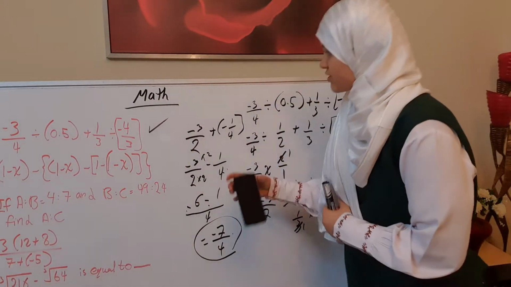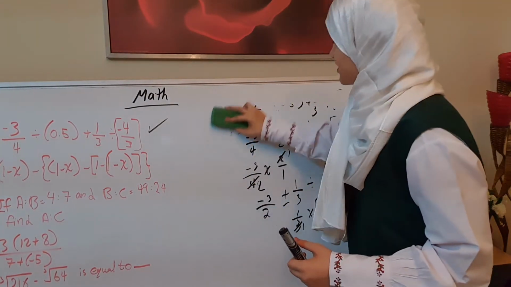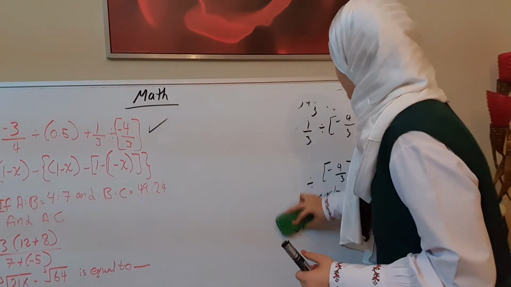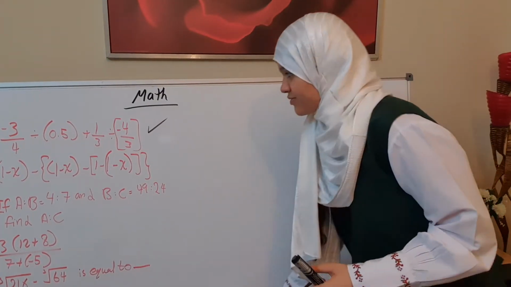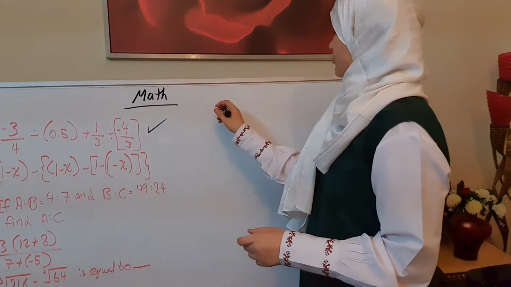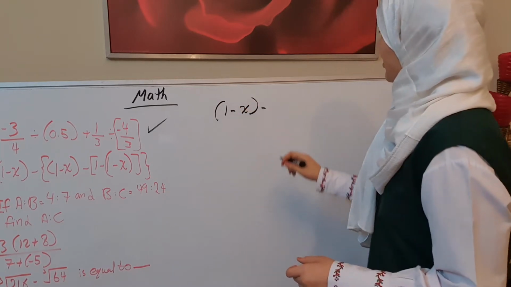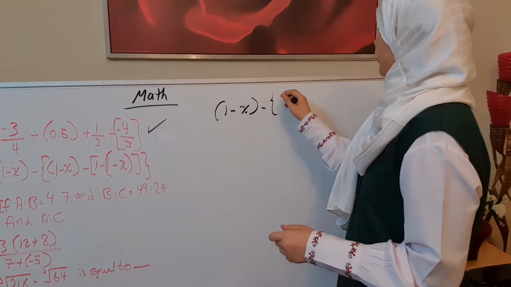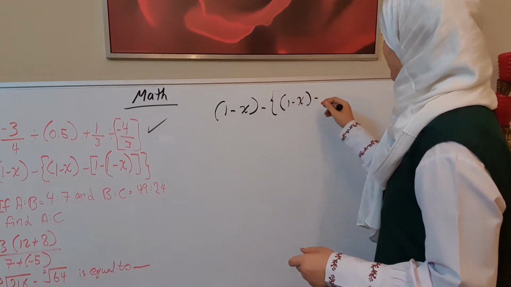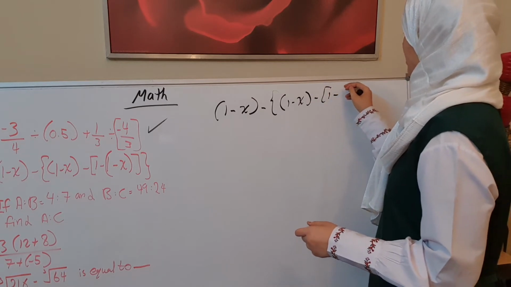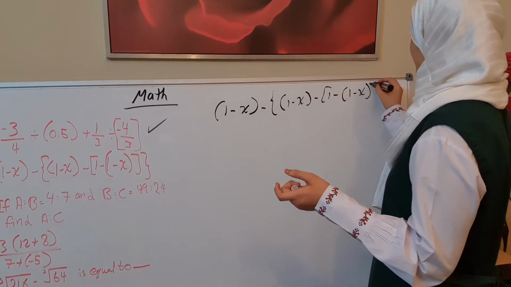The next question is to find x, the variable x. The question says: 1 minus (1 minus x) minus (1 minus (1 minus x)), then close all the brackets that are open.